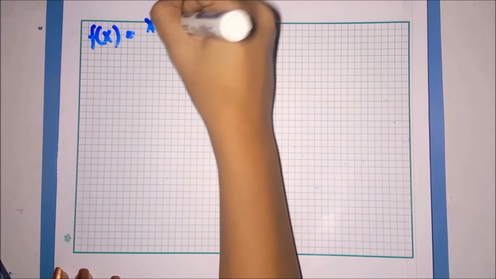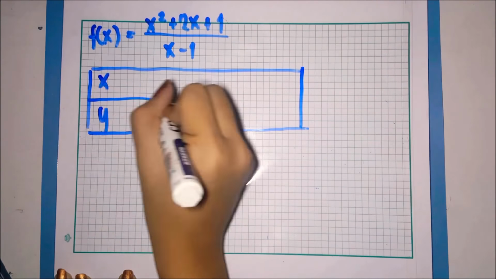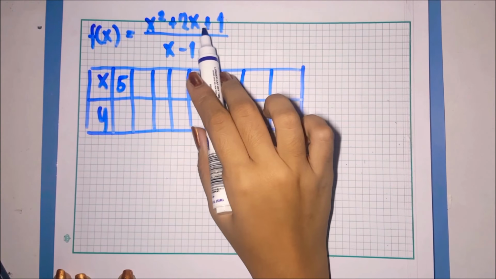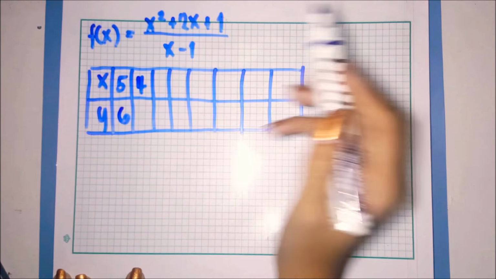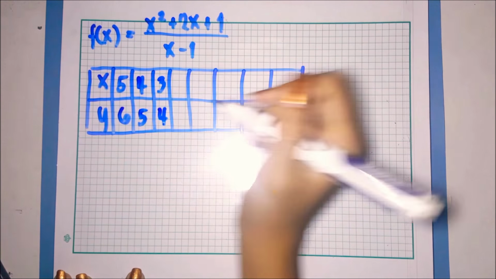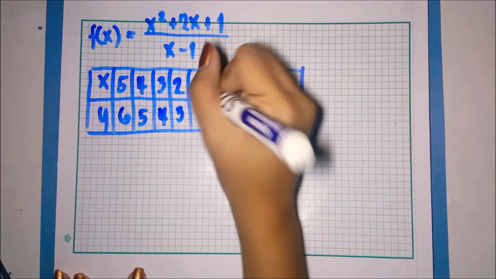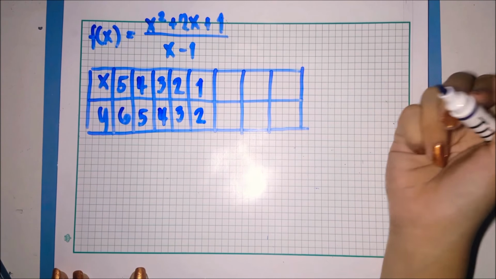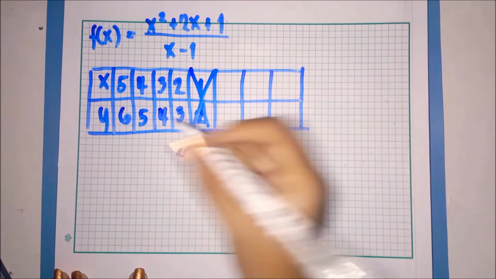Here we have an example function. f(x) equals (x squared plus 2x plus 1) divided by (x minus 1). If we set x equals 5, we get y equals 6. If x equals 4, we get y equals 5. If x equals 3, y equals 4. If x equals 2, y equals 3. Judging by this pattern, you would assume that x equals 1 will yield y equals 2. But division by 0 is not allowed, so we get a null answer.